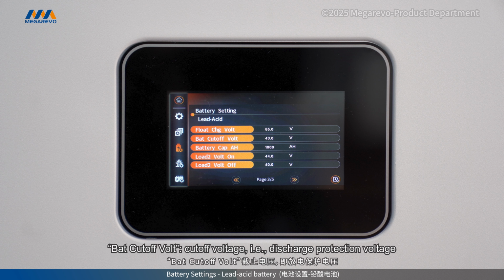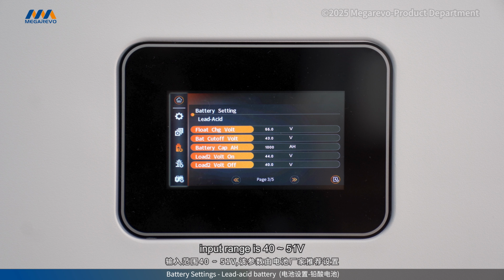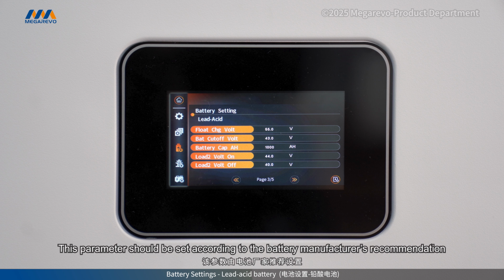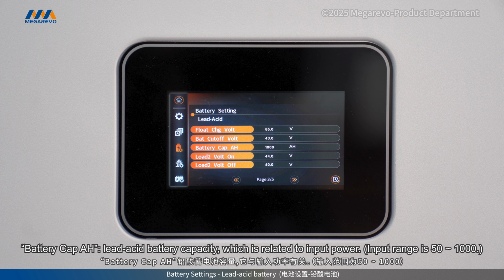The default float charge voltage is 55 V, and it is recommended not to exceed 58 V. Cutoff volt, cutoff voltage, i.e. discharge protection voltage. Input range is 40-51 V. This parameter should be set according to the battery manufacturer's recommendation.